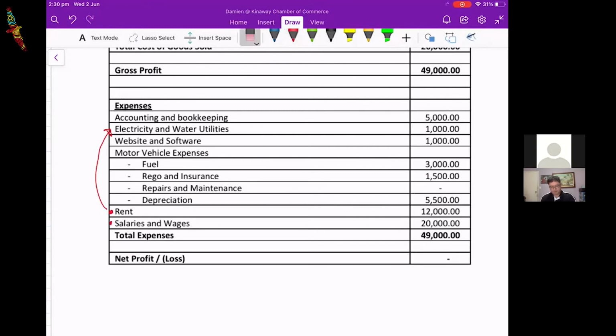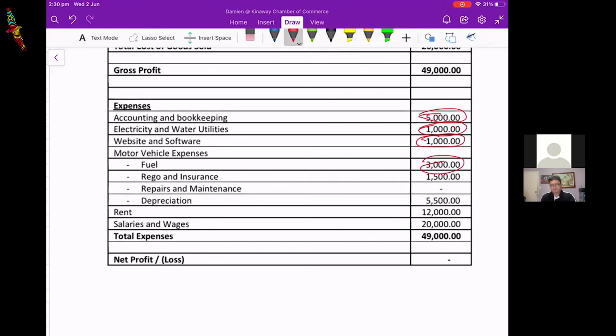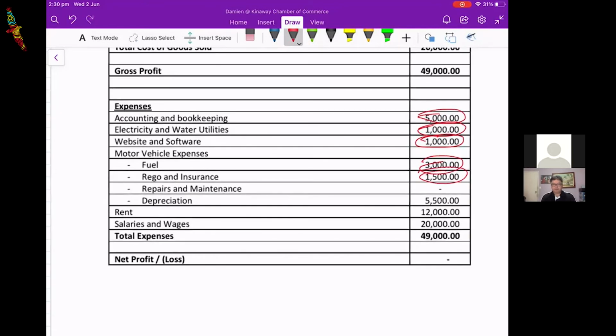So let's have a look at what the amounts tell us. Accounting and bookkeeping, $5,000. We've got electricity and water utilities, $1,000. Website and software, $1,000. Motor vehicle expenses, the fuel, $3,000. Rego insurance, $1,500.